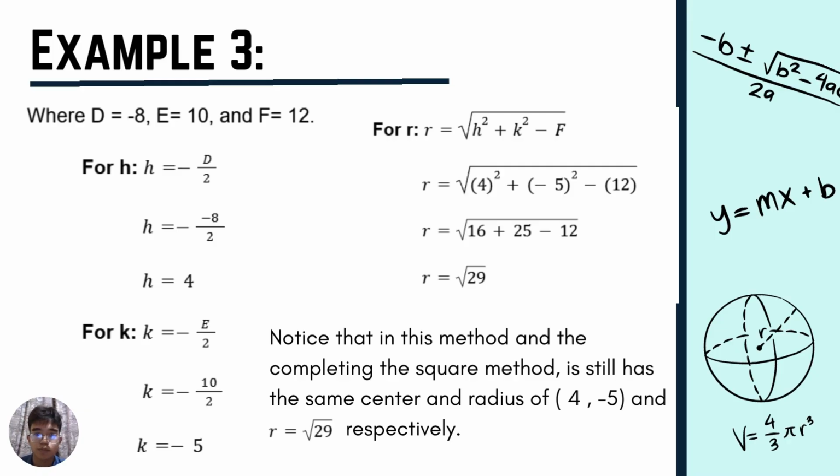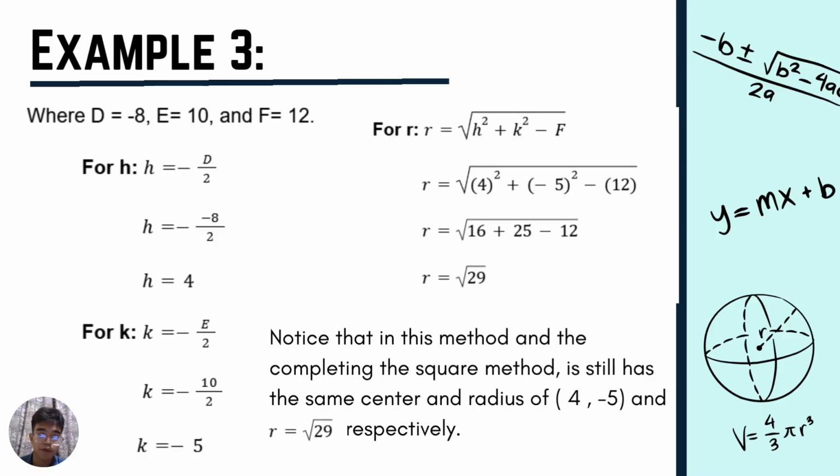Now for h, we have h is equal to negative d over 2. We know that d is equal to negative 8. Therefore, h is equal to negative negative 8 over 2. With that, we will have h is equal to 4. Now let us solve for k. For k, we have k is equal to negative e over 2 and our e is equal to 10. Therefore, k is equal to negative 10 over 2, and that will give us k is equal to negative 5. Now we have a center at (4, negative 5), which is h and k.